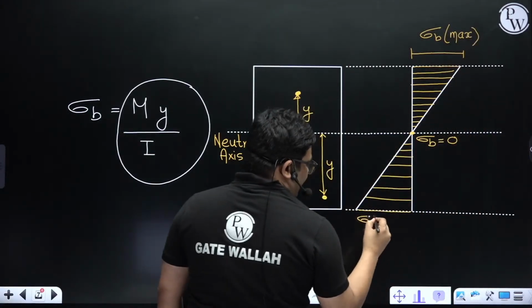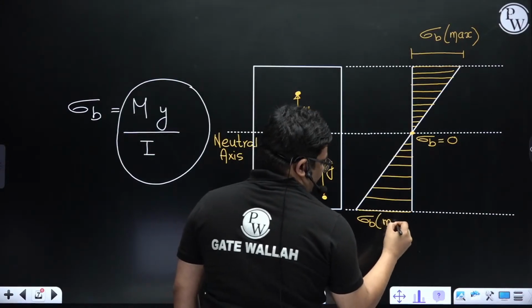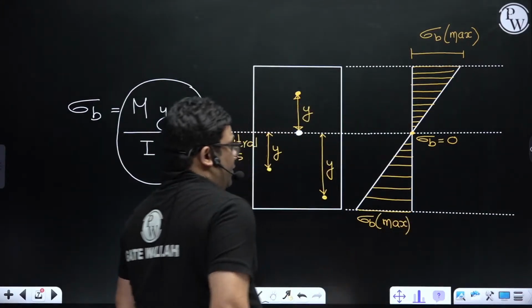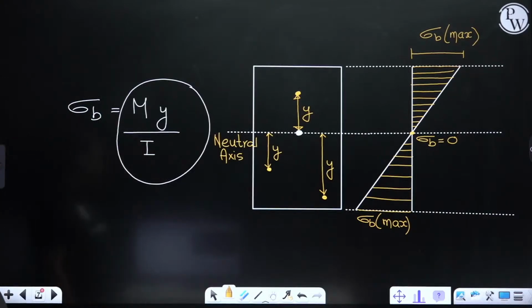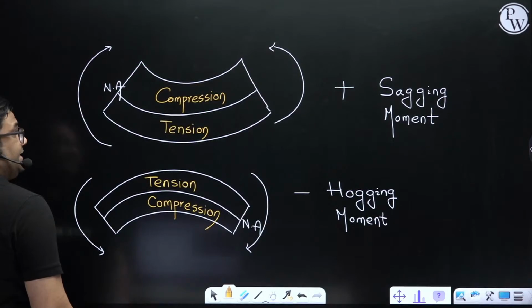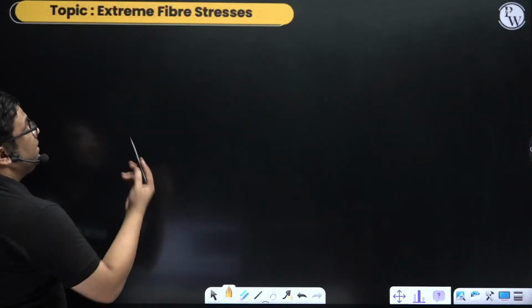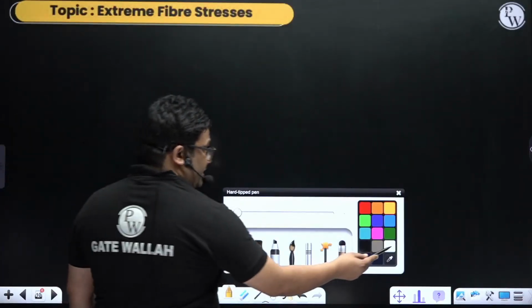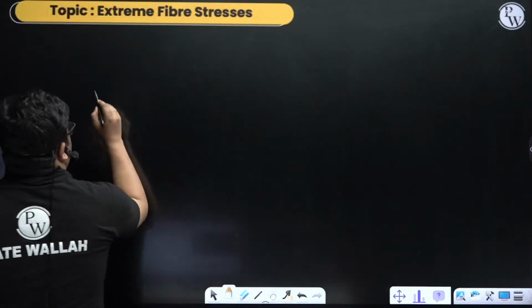We get the maximum stresses at the extreme fiber, either at the top or at the bottom. So they are known as the extreme fiber stresses. How do we find the extreme fiber stresses?